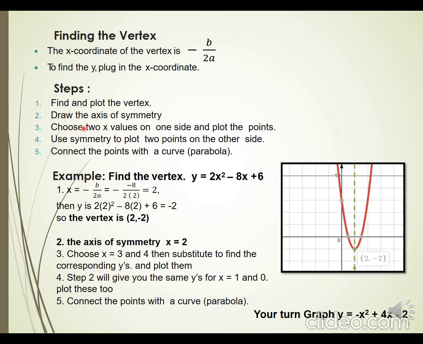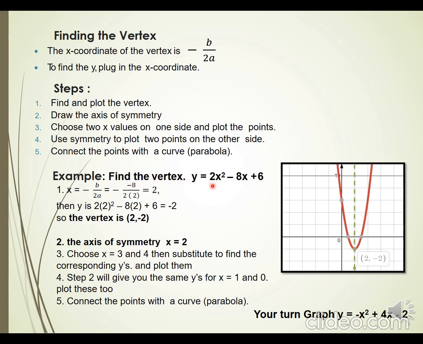Third step, we pick two values of x on one side. Then, in step 4, we use the symmetry to plot the 2 points on the other side. If this point was one step away from this line, then the other point will be one step away on the same level. It's just like putting a mirror, and that's what we call symmetry. The last step is to connect the points to make a curve, which is the parabola.